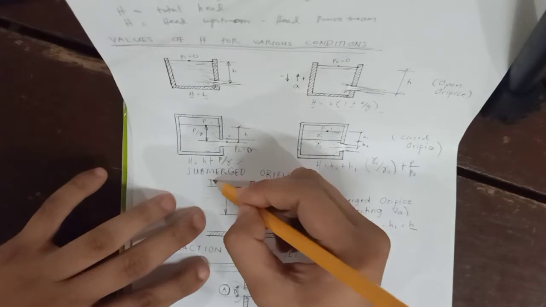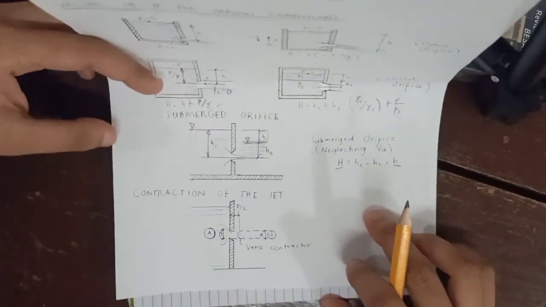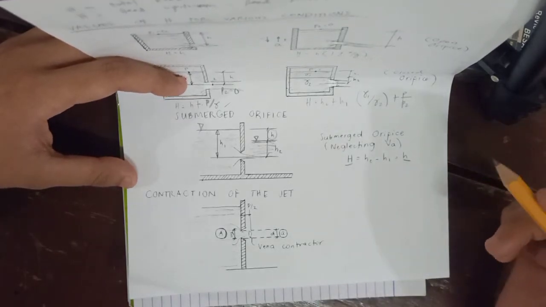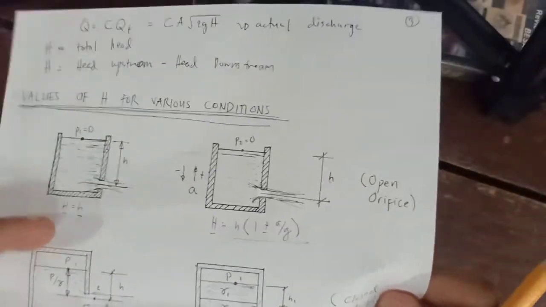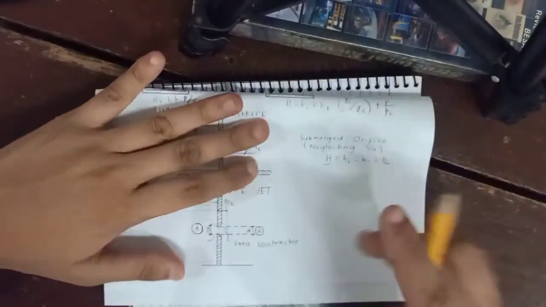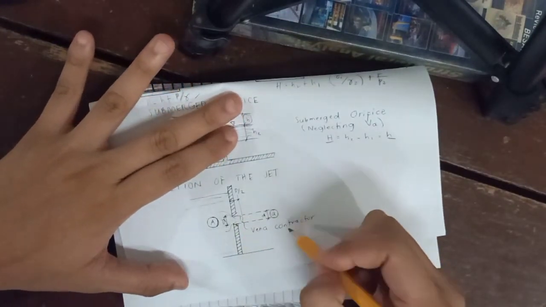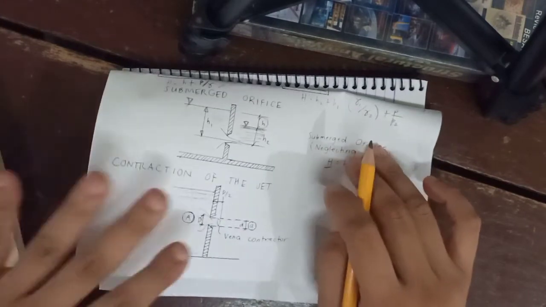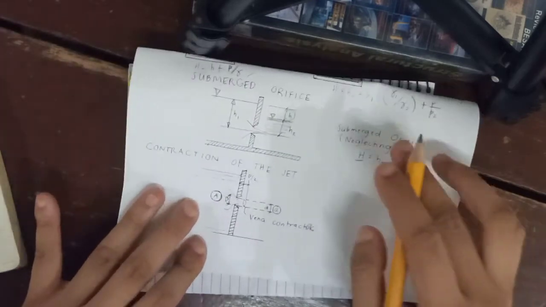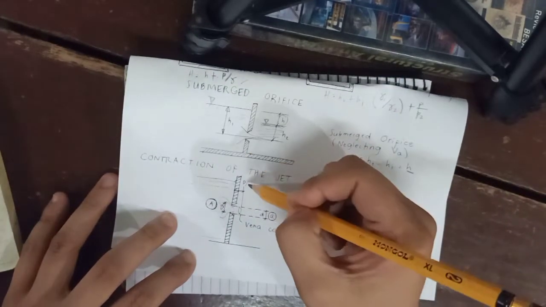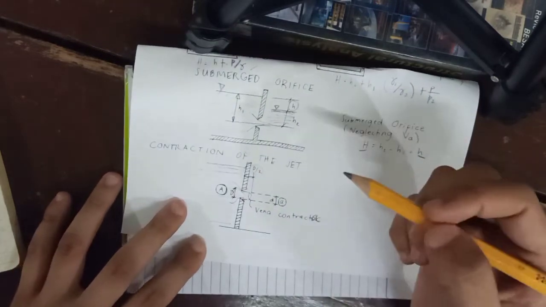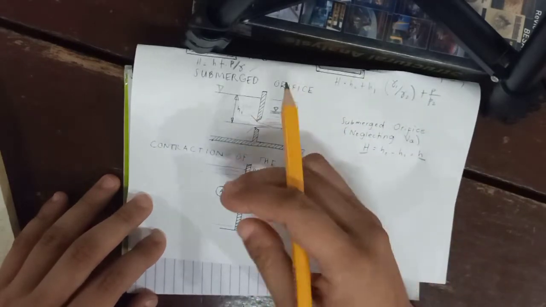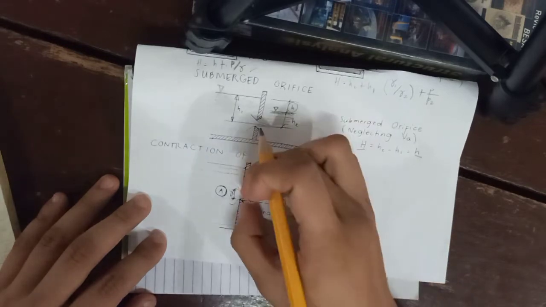Here are the free surface liquids, FSL. Contraction of the jet: the extended part of the orifice is the vena contracta. If I'm not mistaken, this is vena contracta. Its size is about half the diameter. And this is the area of the orifice and the area of the jet produced, the liquid coming out.